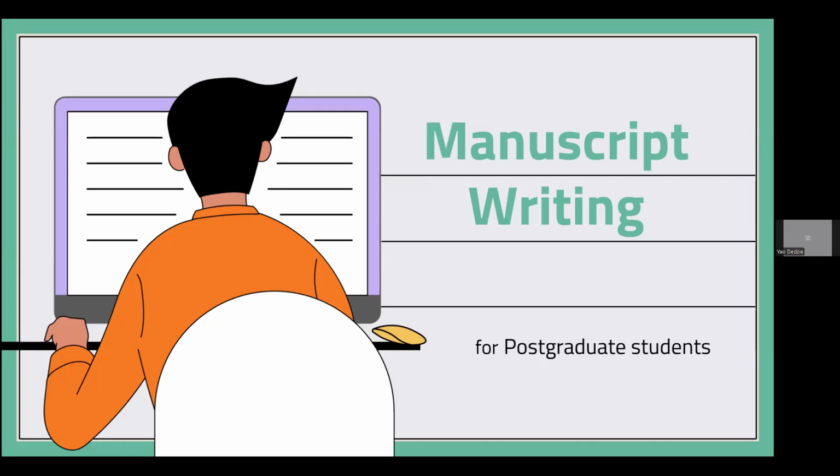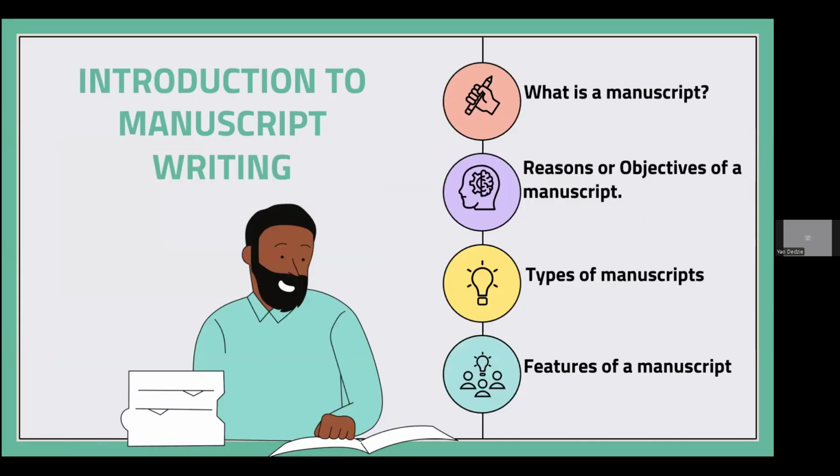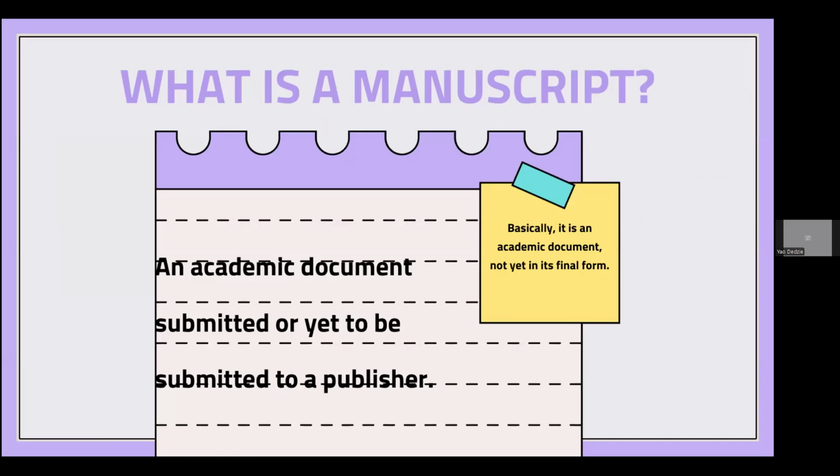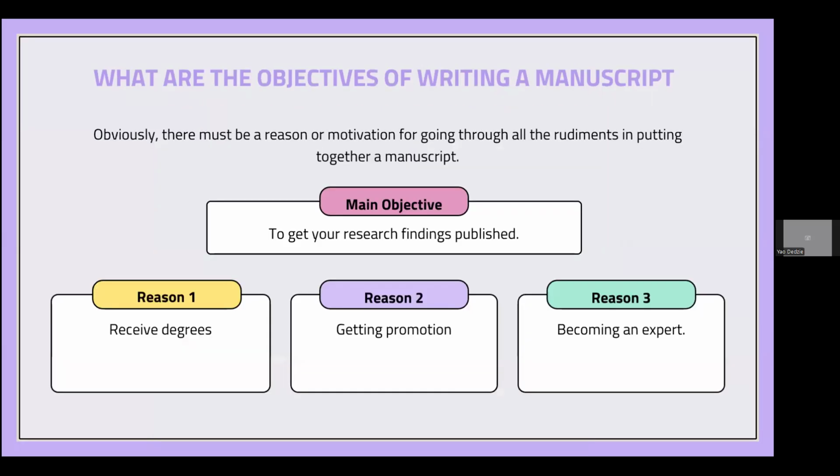So what do we mean by a manuscript? A manuscript is an academic document, which is not in its final form, that is either yet to be submitted or has been submitted for review. So it's like some sort of rough work that is still open to corrections and suggestions. That's basically what we mean by a manuscript.